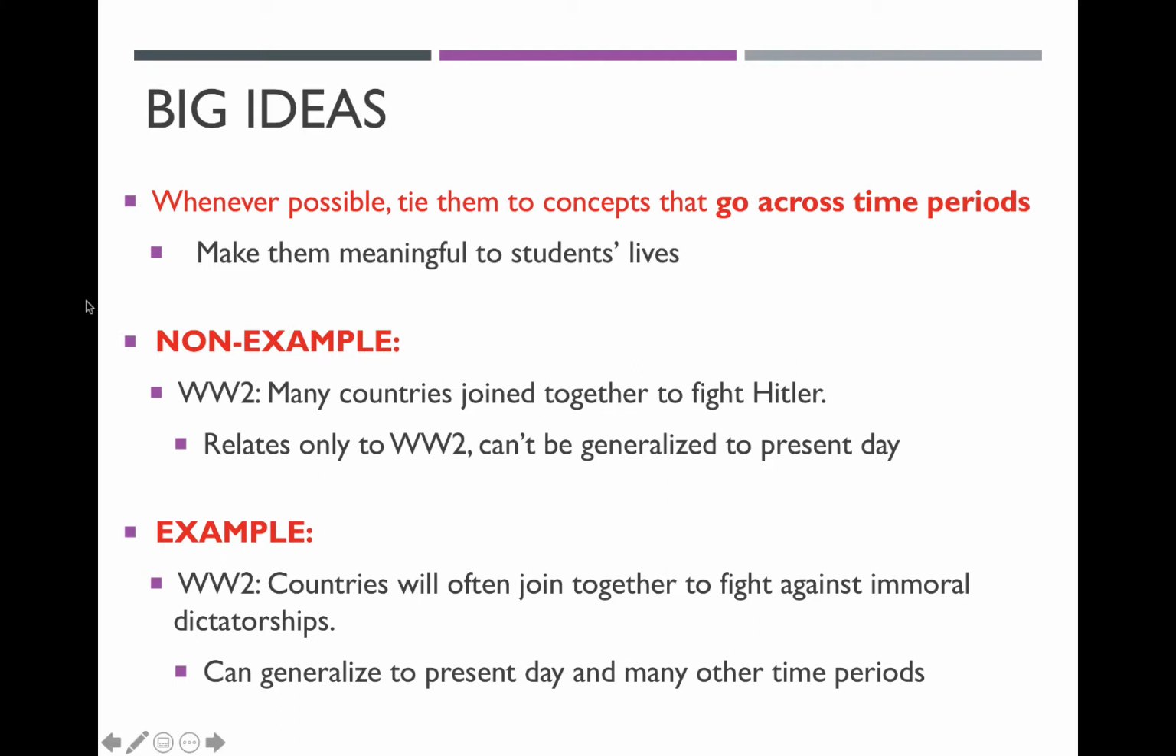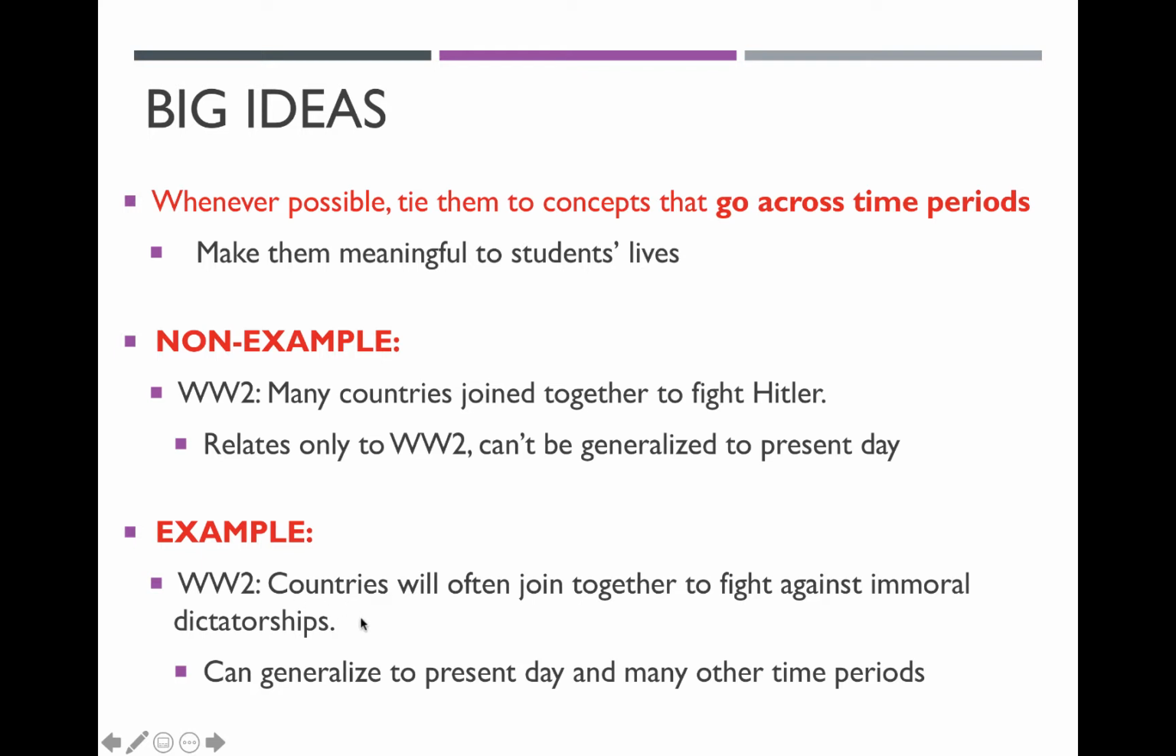So I have two examples right here. One that's a non-example, not preferred, of a big idea, and a really good example of the same concept, something that's a really good way to do this. So the non-example is World War II. Many countries joined together to fight Hitler. Yes, this is kind of the big culminating idea. However, it only relates to World War II, and it's difficult to generalize to present day.